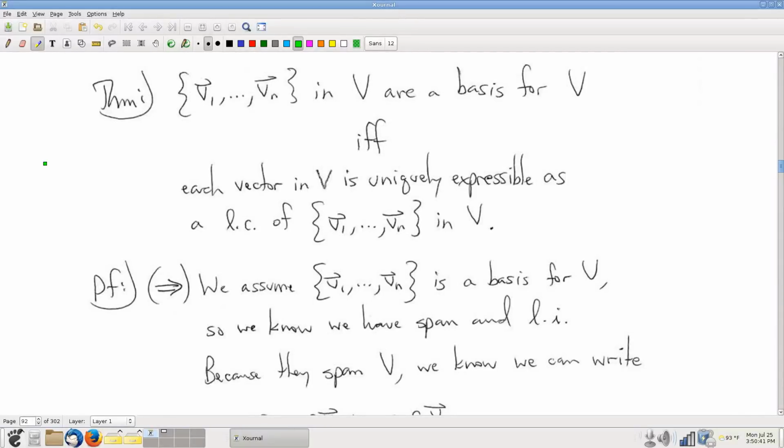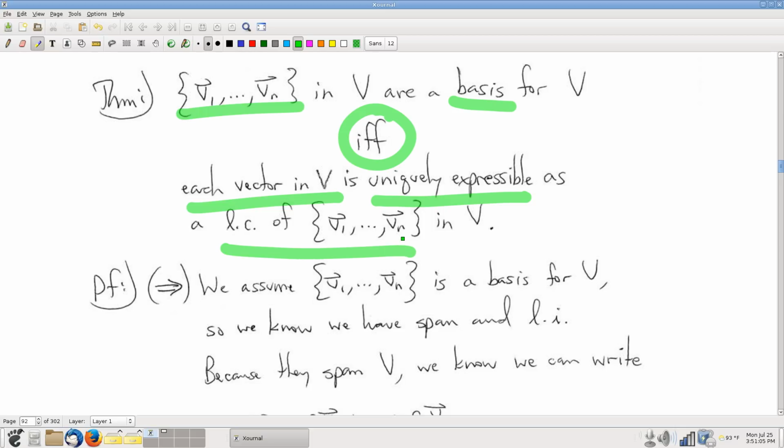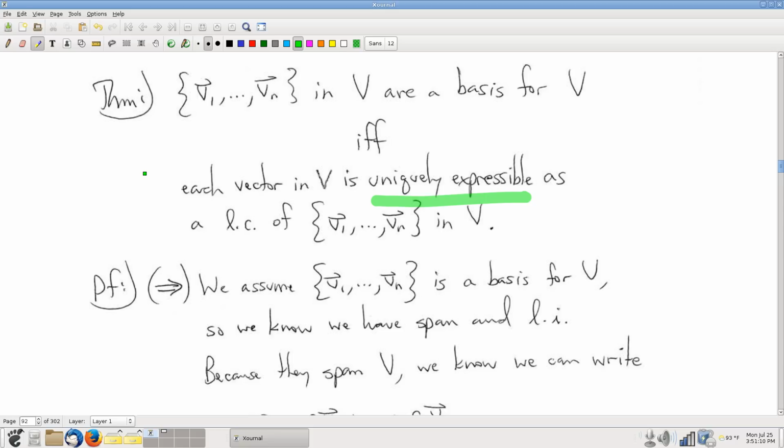So here's a really important property of bases. You could call this an equivalent definition, I suppose. But this is a characterization of bases that we will make great use of. Here it is. A collection of vectors in V is a basis for that vector space if and only if every vector in the vector space is uniquely expressible as a linear combination of those vectors. So unique expressibility is the big idea here. Bases have this property that every vector is uniquely expressible as a linear combination of those basis vectors.